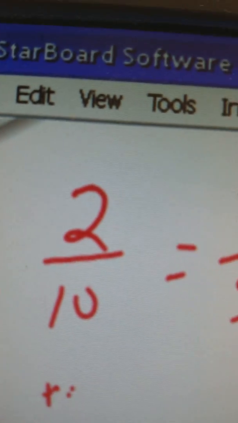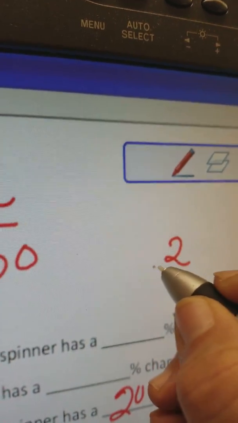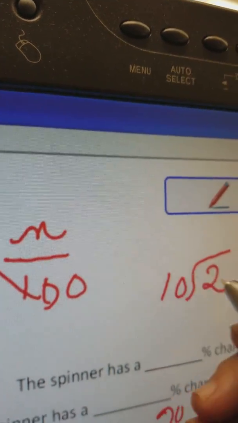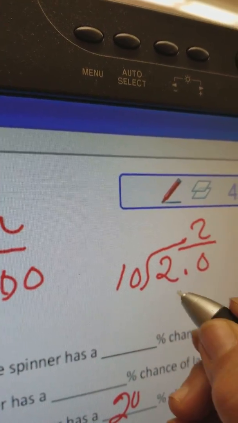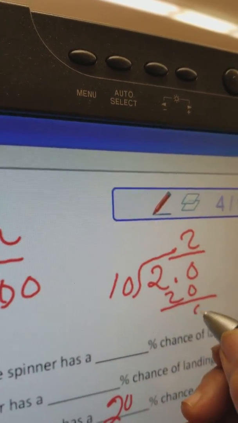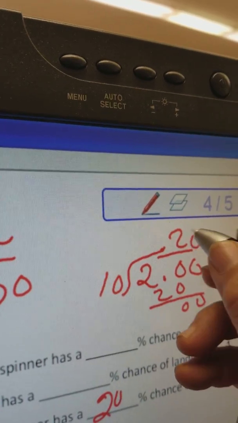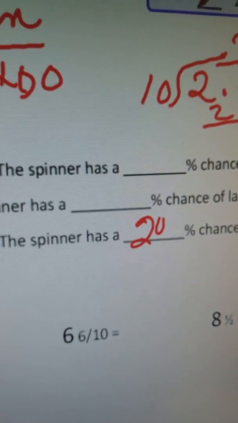Even if you use 2 over 10, you can take the 2, free ride inside, divide by 10, add a decimal, add a 0, 0.2. 0.20 is 20%.